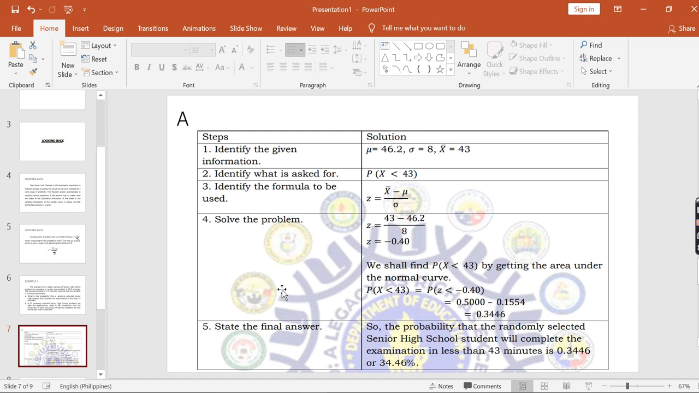So let's solve the problem. Let's plug in the values. For the sample mean, it's 43 minus the population mean 46.2, divided by 8. If you plug that into your calculator and press it, the result will be negative 0.40.